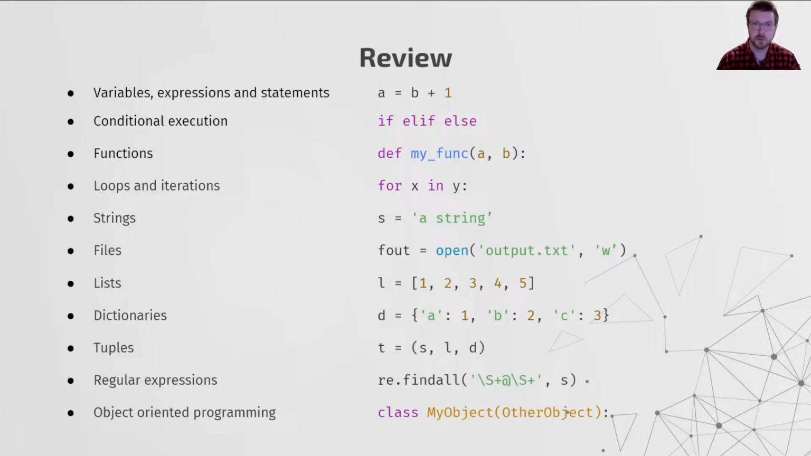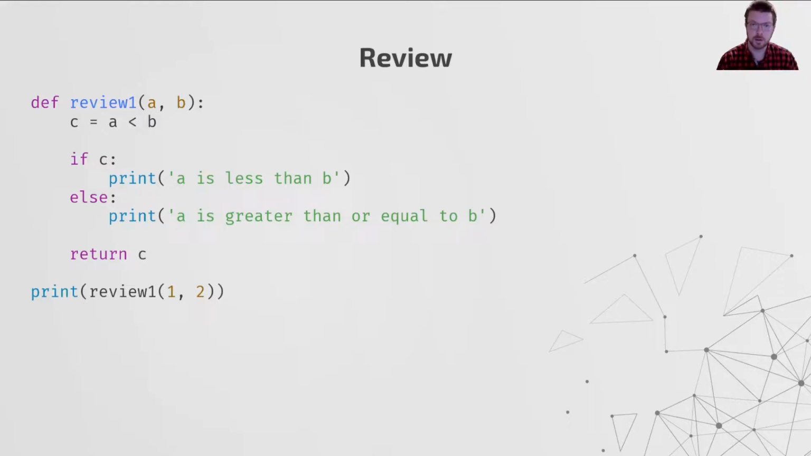From the first 2 weeks, you should be familiar with the following Python concepts: variables, expressions and statements, conditional execution, functions, loops and iterations, strings, files, lists, dictionaries, tuples, regular expressions, and object-oriented programming. To check your comprehension, consider the Python code shown here. You should be able to read this code and predict what the output will be. If you like, you can pause the video now and try to figure it out before I go through it.